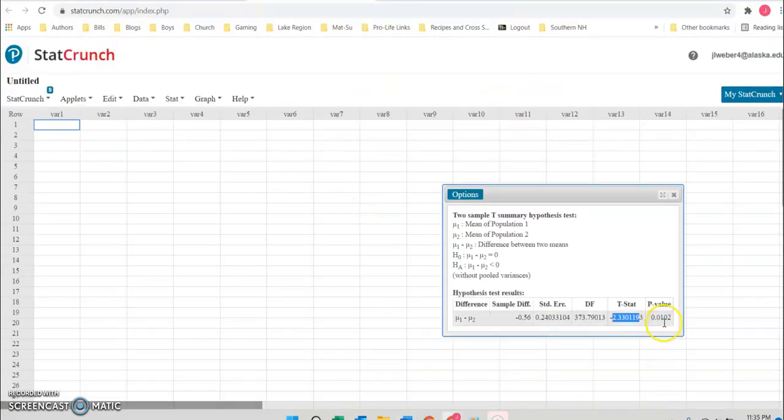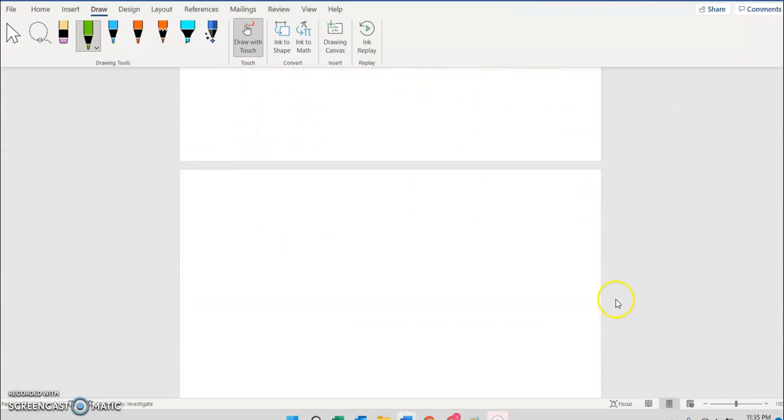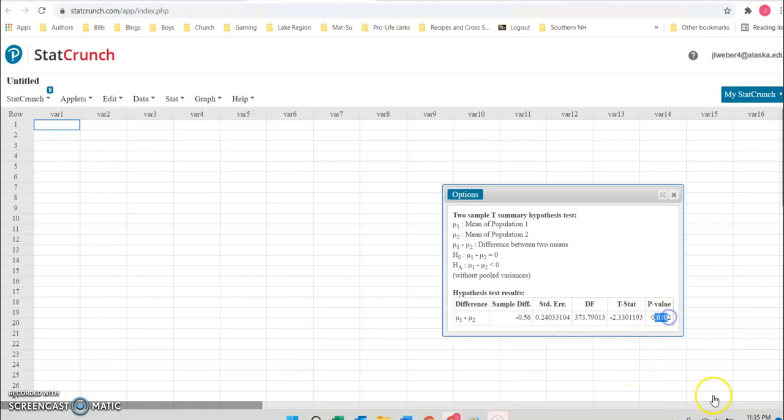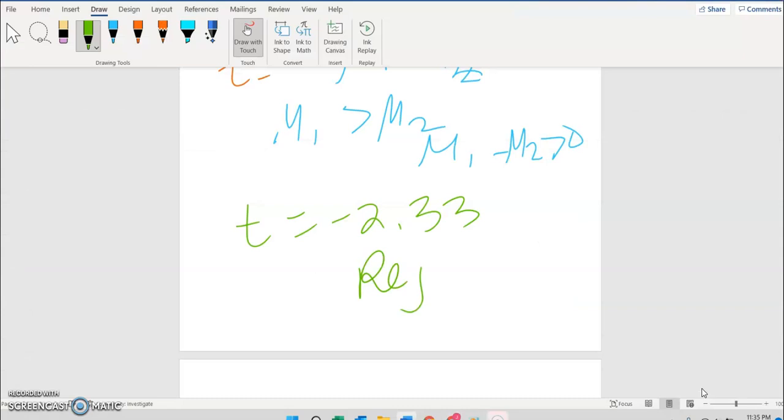Now, two ways I can decide if I reject or fail to reject. So first of all, this gives me my p-value. My p-value is 0.01. The question is, is that p-value less than the significance level? The significance level is 0.05. 0.01 is smaller, so this would tell me to reject.